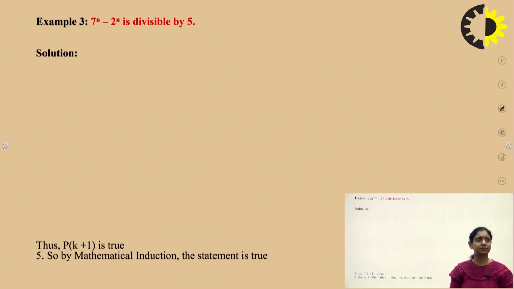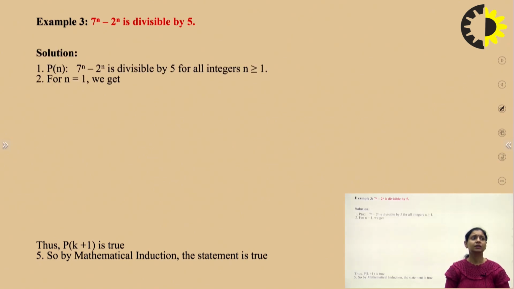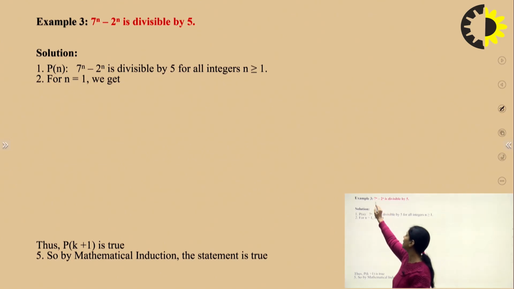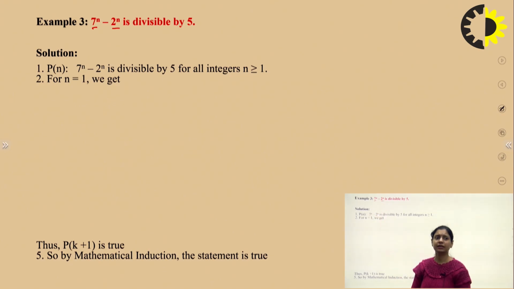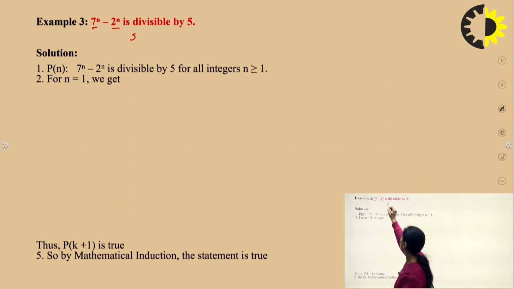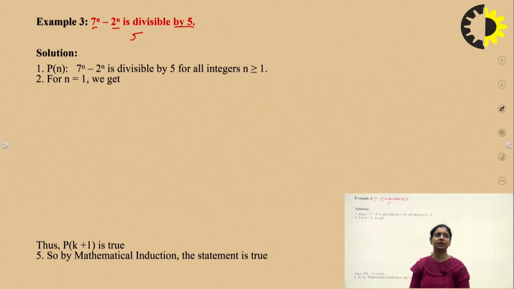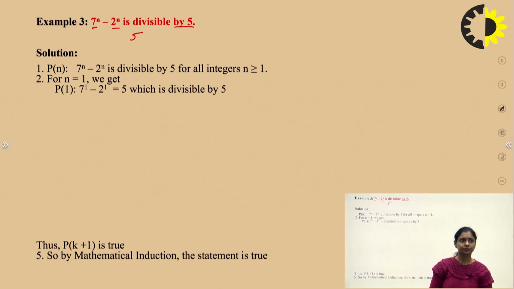Let's take one more example where we talk about 7 to the power n minus 2 to the power n is divisible by 5. Now this again is for all the integers n greater than or equal to 1. So let's consider the case for Pn, then we'll consider the base case, that is n equals 1. When we substitute n equals 1, we get 7 to the power 1 minus 2 to the power 1, that is 7 minus 2, that is 5. 5 is divisible by 5 and hence the base case is true. That is P1 is true.